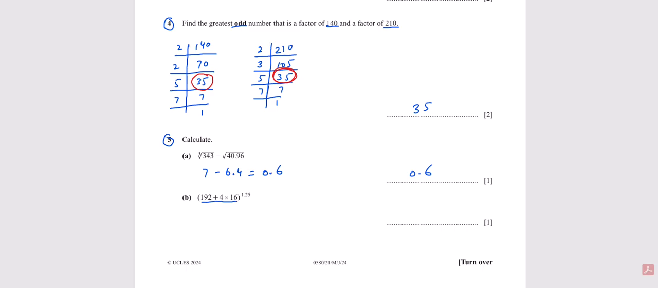Calculate these values, we get 256 to the power of 1.25. Take the power 1.25, that is equal to 1024. So the final answer is 1024.